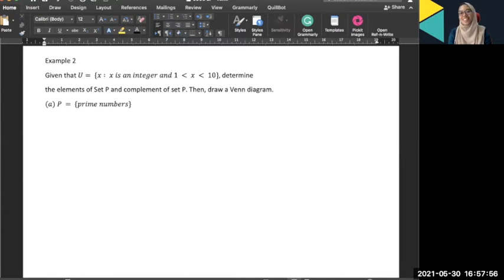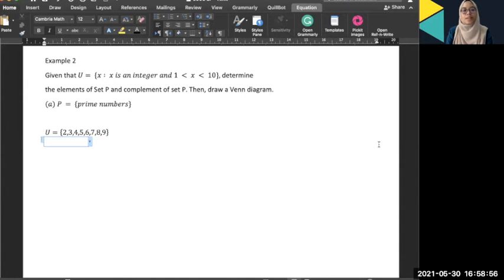Okay, let's do this together and discuss the answer. It was mentioned that U here, which is our universal set, is an integer, where integers consist of positive and negative numbers. But it has a further characteristic here whereby x is more than 1 but less than 10. So here is our set U. Let's determine the elements for set P.